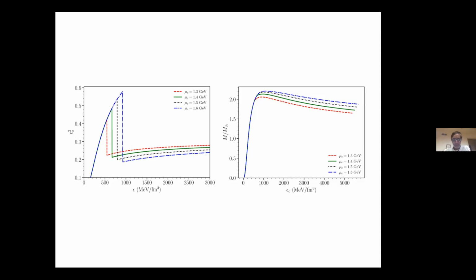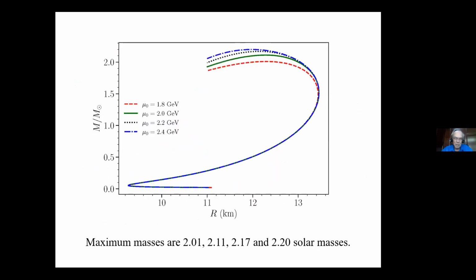Now, the reason why you got such peculiar looking mass radius curves was because you essentially did not pay too much attention to the very low density equation of state. So that's this one. Yes, at the low density equation of state, near the crust and below nuclear matter density, it's not reliable. Okay, and I'll send you the equation of state in a tabular form, so you can use it.